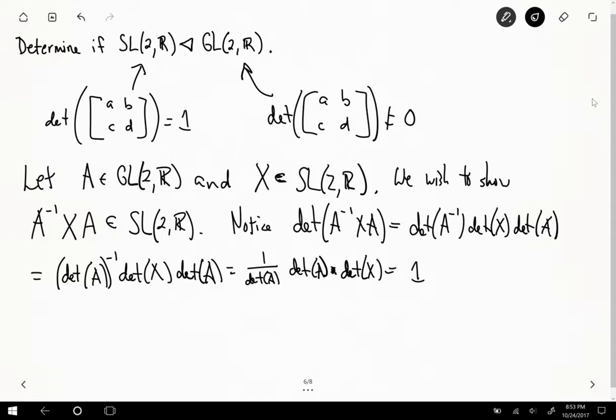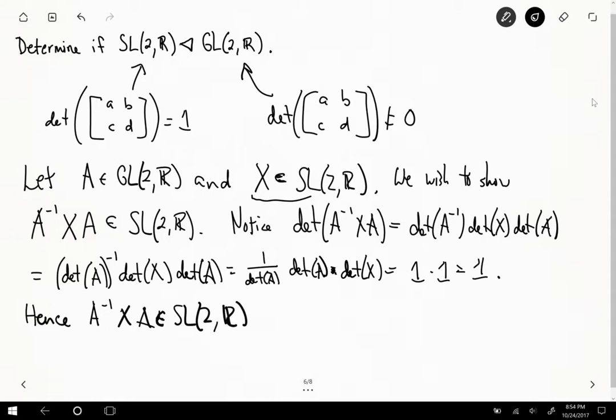So 1 times determinant of X, well, notice X belongs to this group, and so that means the determinant of it has to also equal 1. So the determinant of this element equals 1, right? What does that mean? Well, if the determinant equals 1, it has to belong to the special linear group. That's an element of SL2R.